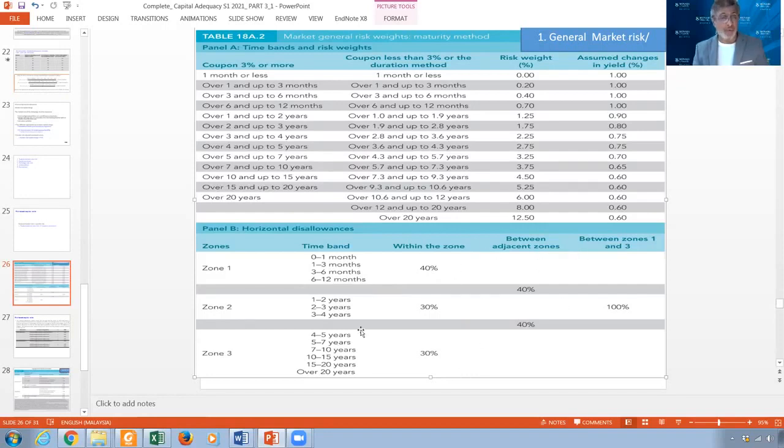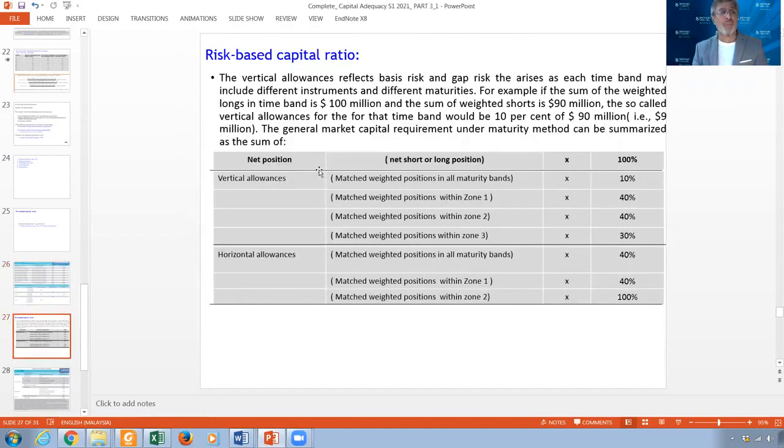Now, how do we apply all of those? Let me take you through this example. Say the vertical disallowance reflects basis risk and gap risk between the shorts and the longs. What do we mean by basis risk? The increase in the liability side may not be matched by an increase in the asset side. Maybe there are some differences, so the regulators want you to take that into consideration, and also the difference between the long and the short risk. So you keep calculating those.